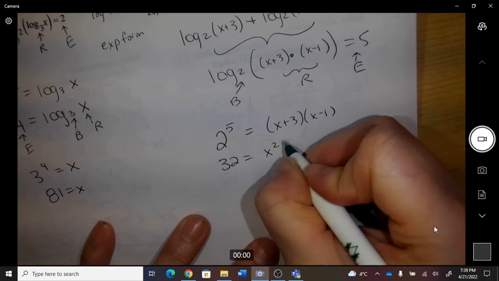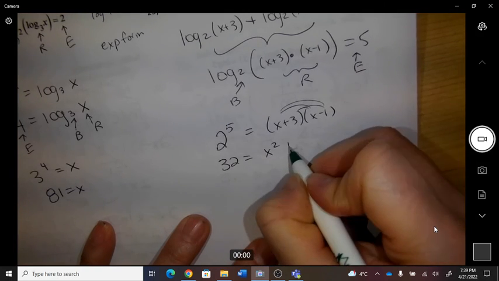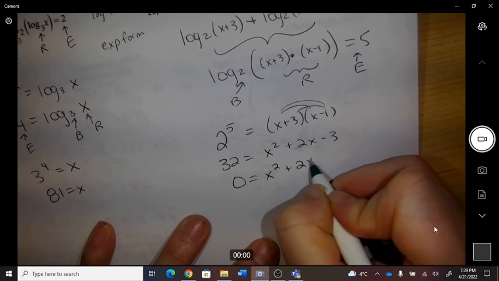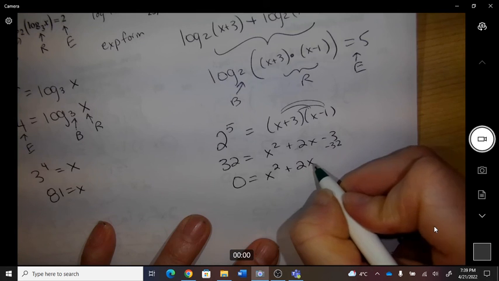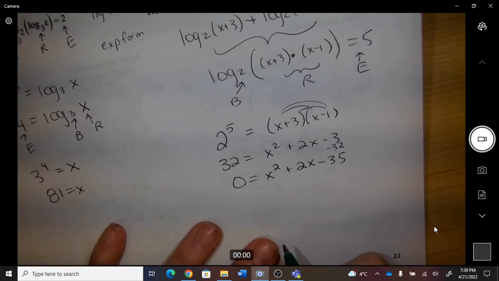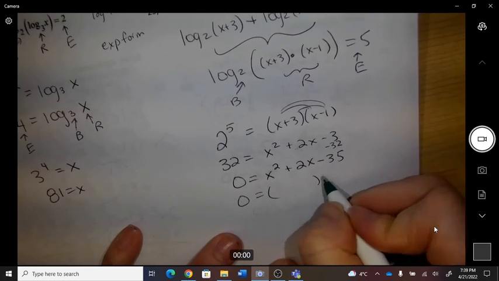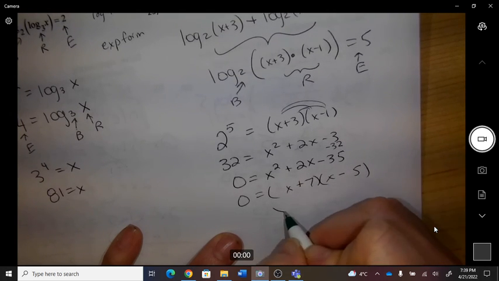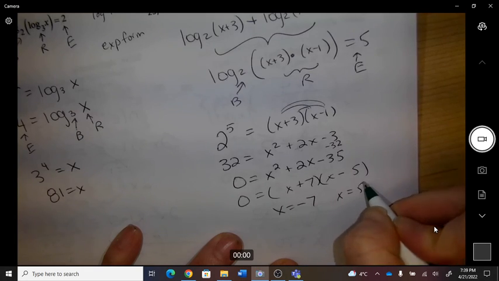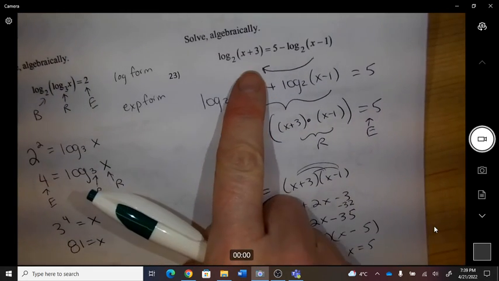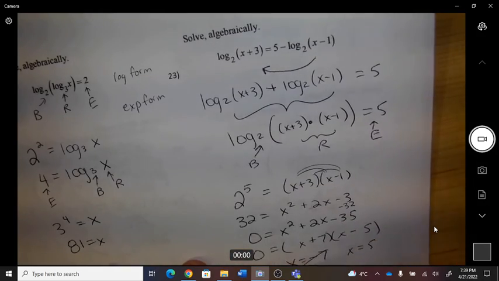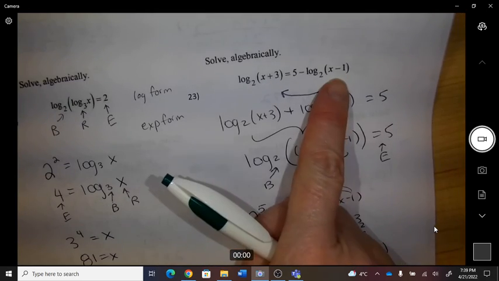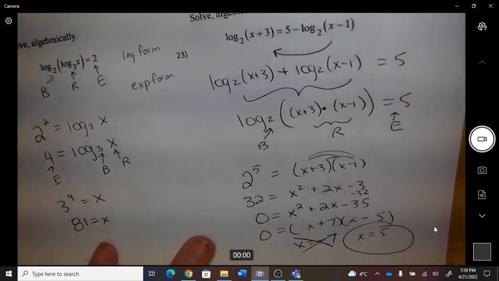And I'm going to FOIL. I'm going to zero this out. So minus 32 is minus 35, and then factoring, I get a 7 times 5, so x equals -7, x equals 5. Let's check. If x was -7, that makes a negative, so that one's gone. If x is 5, positive, positive. So that one would work.